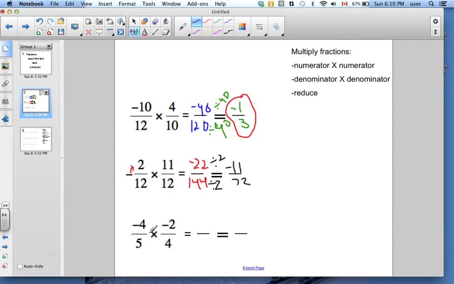Our next problem we're going to do is multiply negative 4 over 5 by negative 2 over 4. With multiplying, you're going to multiply your numerators first. Negative 4 times negative 2. Two negatives make a positive. You're going to get 8. Multiply 5 by 4. You're going to get 20.